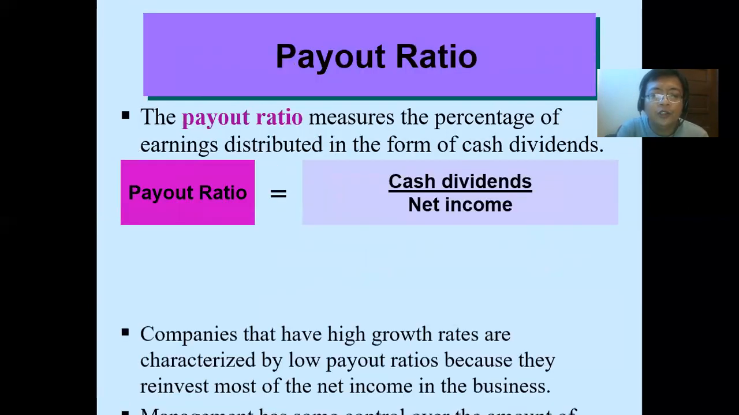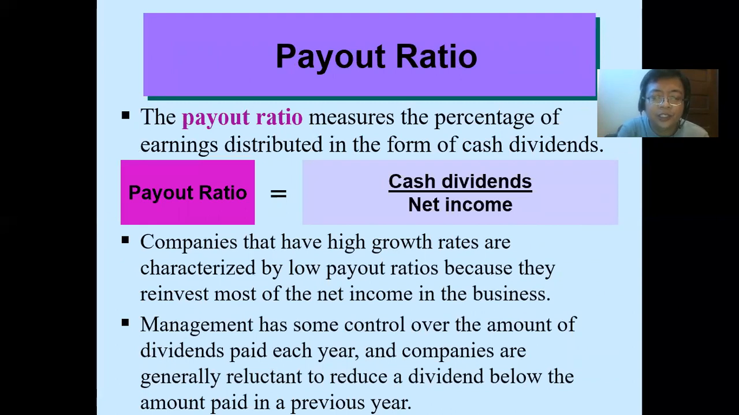You have also payout ratio, which is basically the percentage of earnings distributed as dividends. Companies that have a high growth rate are, of course, characterized by low payout ratios because they reinvest the net income. So it does not mean that if it is higher, you will pay more dividends. Common sense: if you have more growth, some of the earnings are appropriated, meaning set aside for further expansion, for paying obligations, or for other investments.